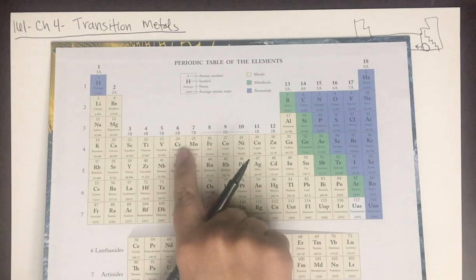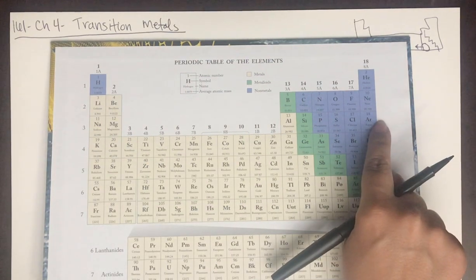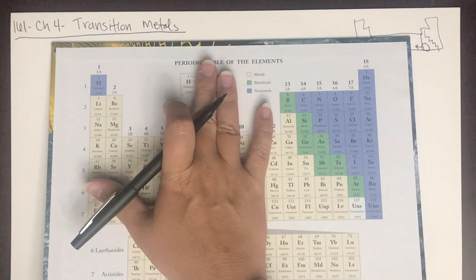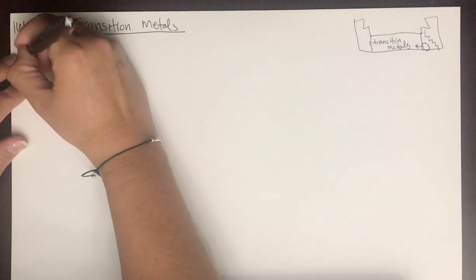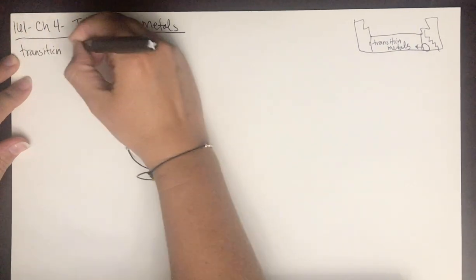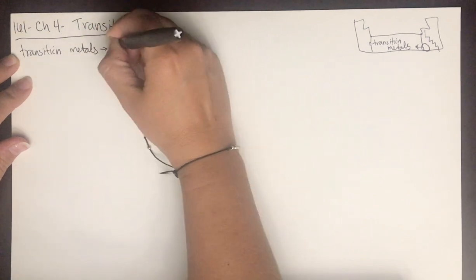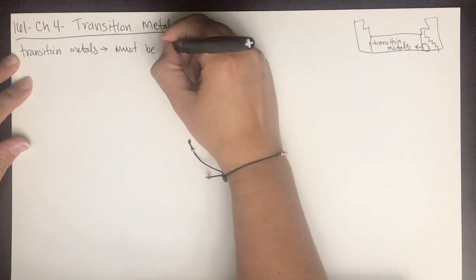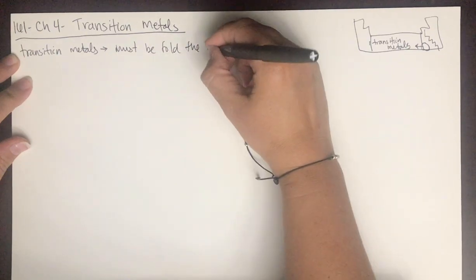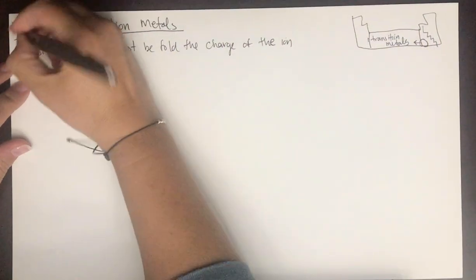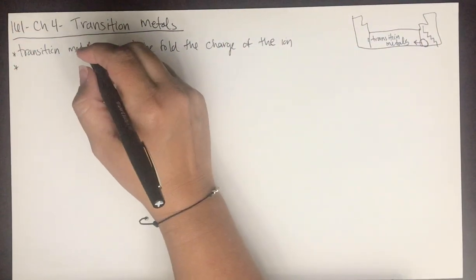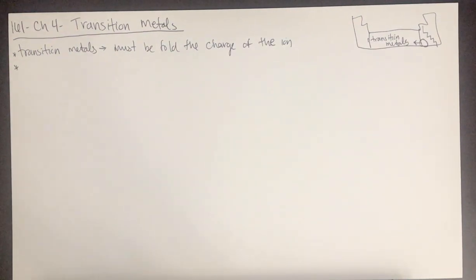You can't look here and say chromium is here and it would need to lose this many electrons to be like its nearest noble gas. You cannot do that for the transition metals. Transition metals, you must be told the charge of the ion, because for transition metals, there is more than one possible charge.